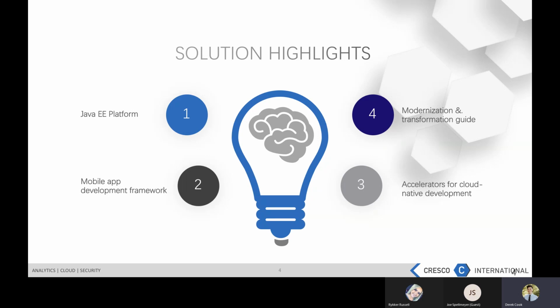And that's going to be followed by our mobile app development framework. That being, we now have an optimized framework. And this is going to help the runtime for those cloud native and traditional developments go at a quicker rate. And then that also leads us to accelerators for cloud native development. So pre-integrated tools within the Cloud Pak for Applications give us those accelerators to help us move into this cloud native architecture. And this also comes with a modernization and transformation guide.